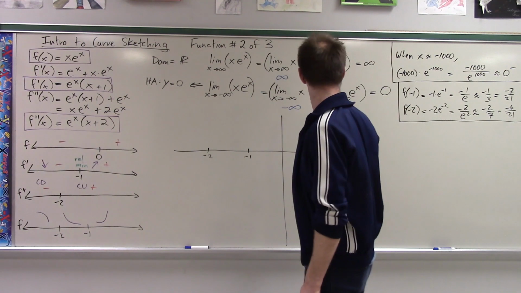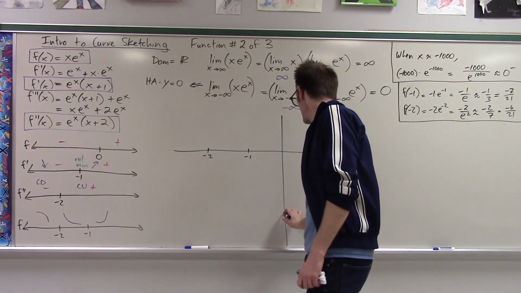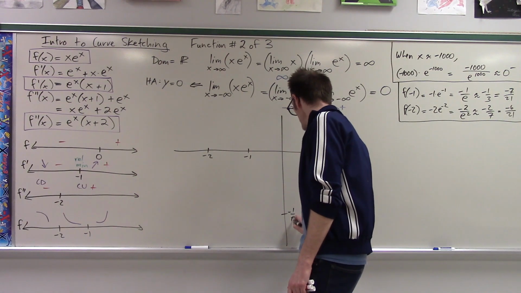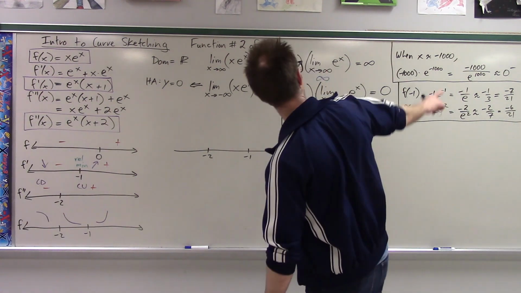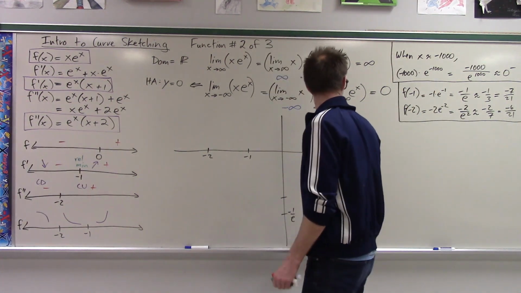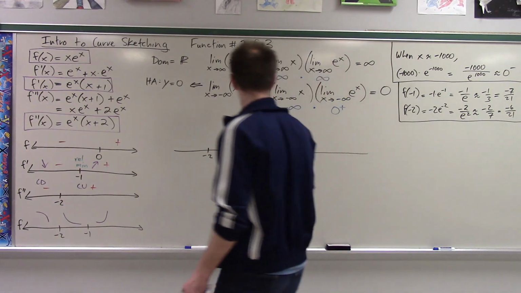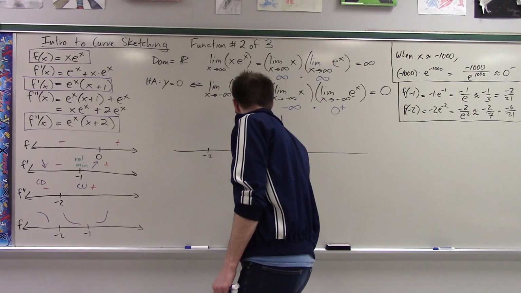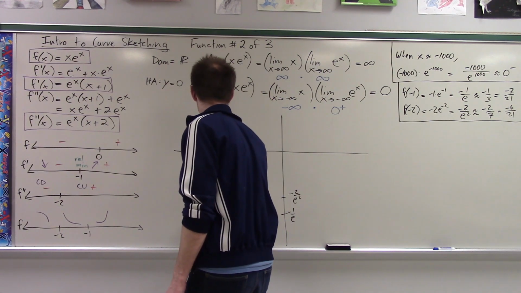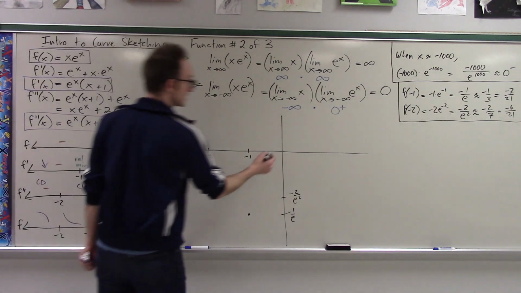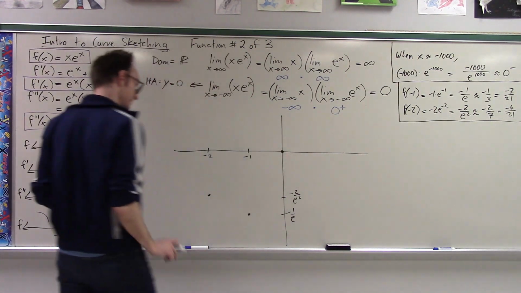And when I plug in -1, I get -7/21, but that's really like -1/e. And when I plug in f of -2, I get -2/e². And so this one is here, and this one is here. Okay, what else? This function has a root. Its only root is here at x equals 0.